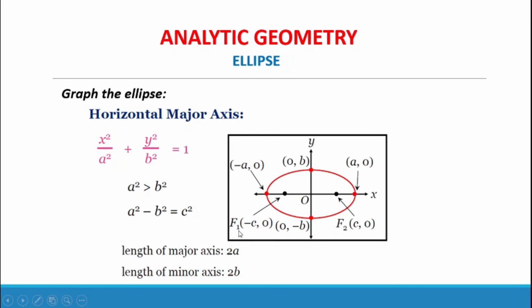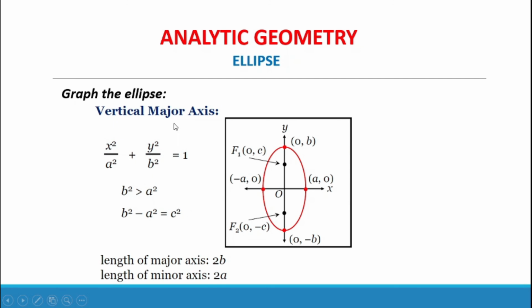The standard values for focus 1, that's negative c comma 0, and focus 2, that's c comma 0, and the center is at 0 comma 0. And for the co-vertices, that's 0 comma b and 0 comma negative b. And for the vertices, that's negative a comma 0 to the left and a comma 0 to the right.